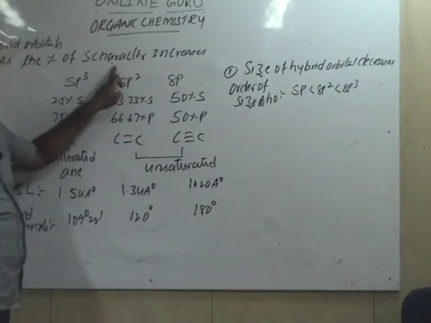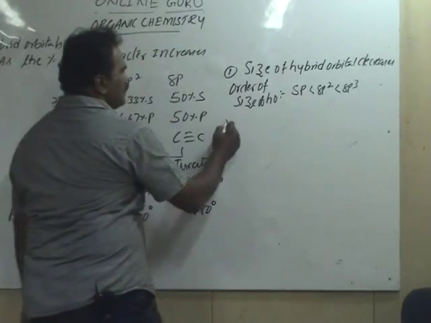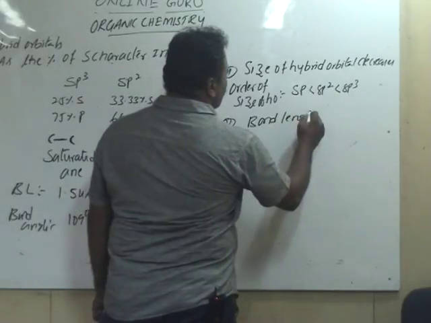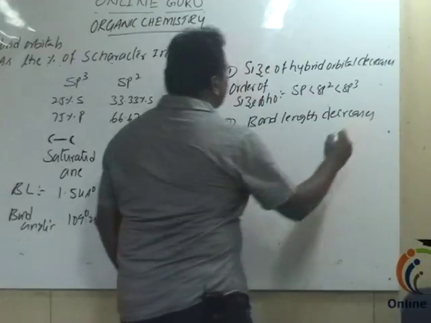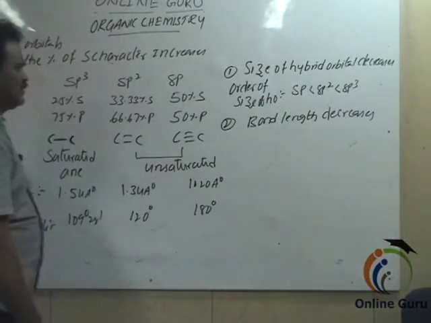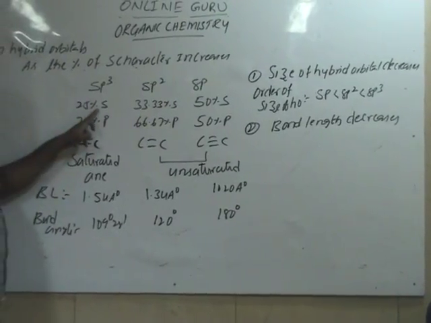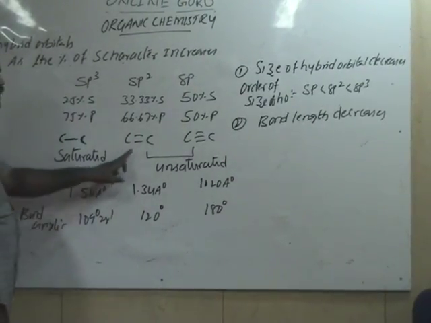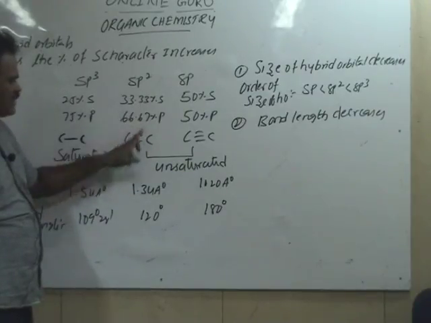Order of size of hybrid orbitals: sp is less than sp2 is less than sp3. So as percentage of s character increases, size of hybrid orbitals decreases. Second one, bond length decreases. As percentage of s character increases, bond length decreases.